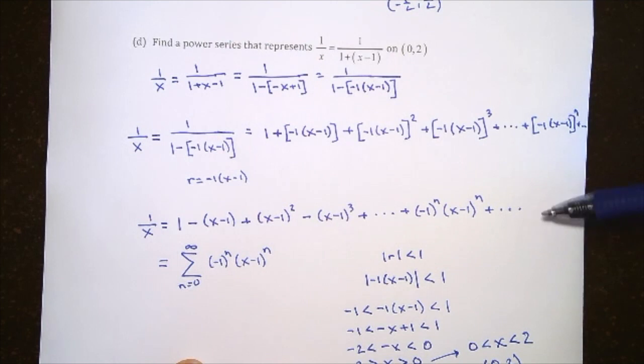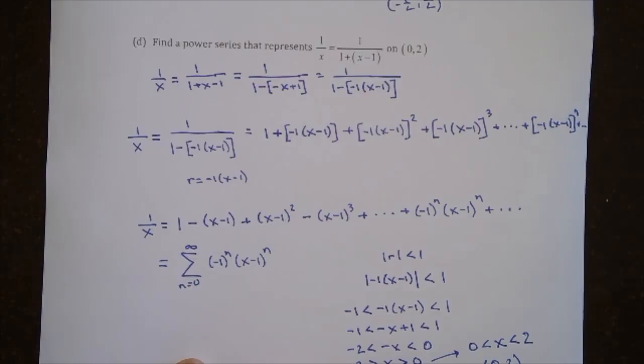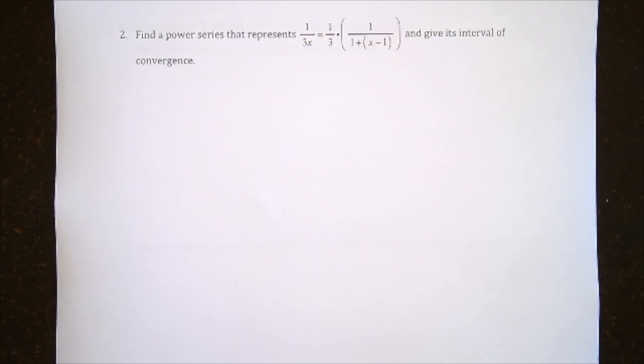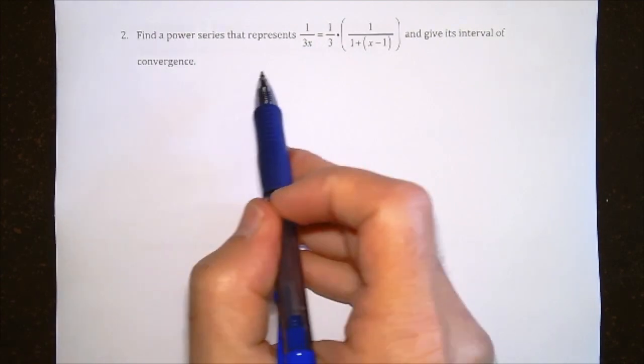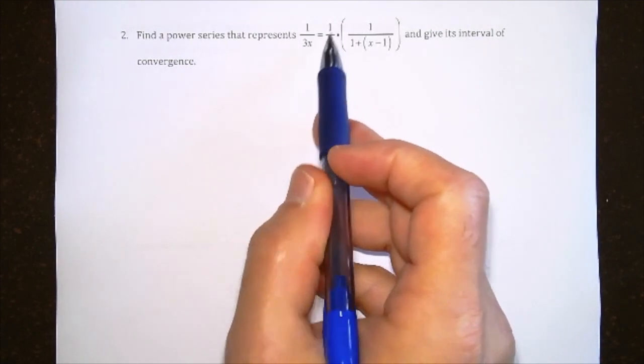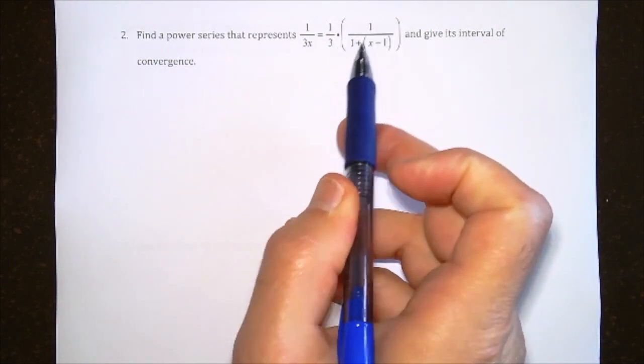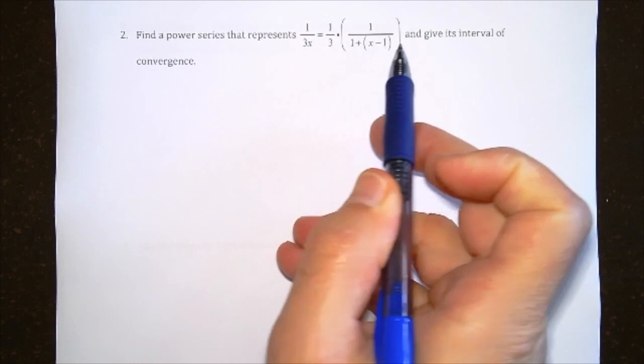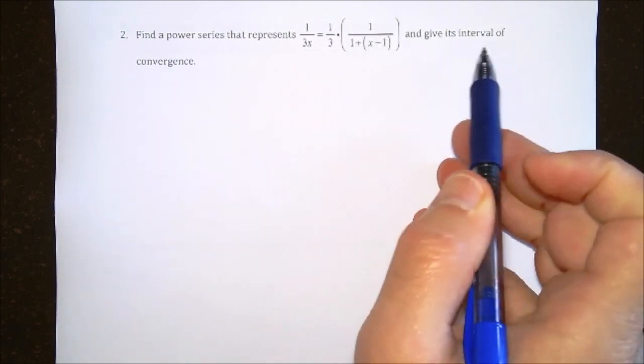Now, I realize this might be a little bit different than I showed you on Friday. I just thought of it a little bit differently to explain to you. Okay, for our next problem, find a power series that represents 1 over 3x. That 1 over 3x is going to be rewritten as 1 over 3 times 1 over 1 plus this x minus 1. And then we also want to give its interval of convergence.